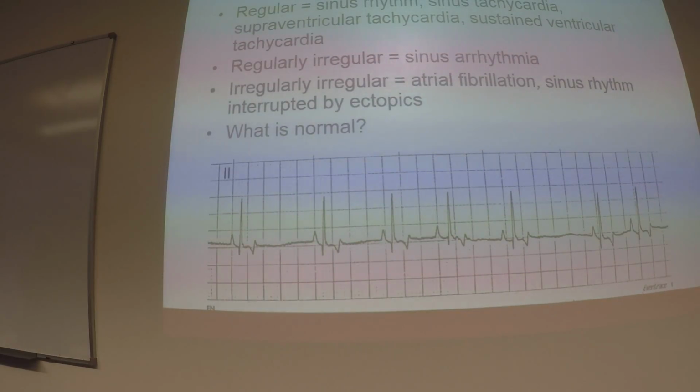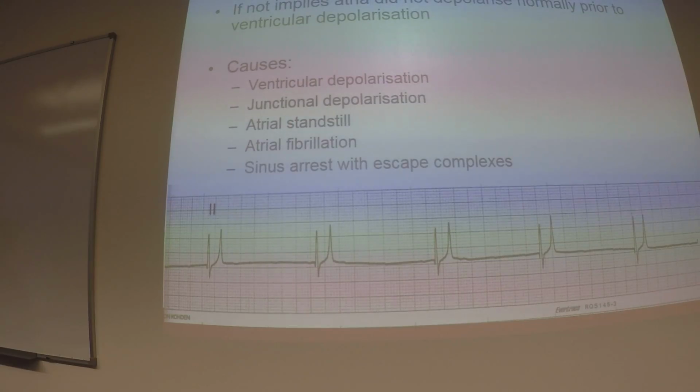So that will be, we said, what's the heart rate? Second, how is the heart rhythm? Regular or irregular? And if it's irregular, is it regularly irregular, like sinus arrhythmia? Or is it irregularly irregular, like chaotic, all over the place, like tum tum tum tum tum tum tum? That's actually atrial fibrillation. I practice this one a lot.